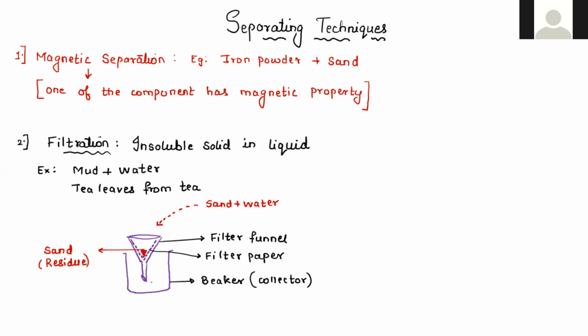And the liquid part, this is water, which is liquid. That is called the filtrate. So sand is the residue and water is the filtrate. Always remember, in filtration, the solid part is called the residue and the liquid part is called the filtrate. So this is my second technique. Please take a screenshot of this so that we can go over more and more techniques in the class.